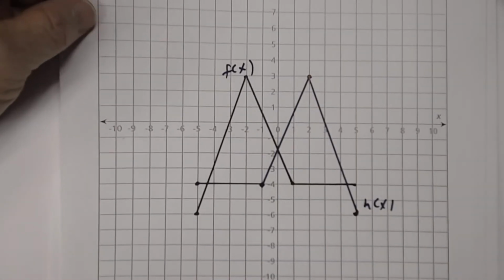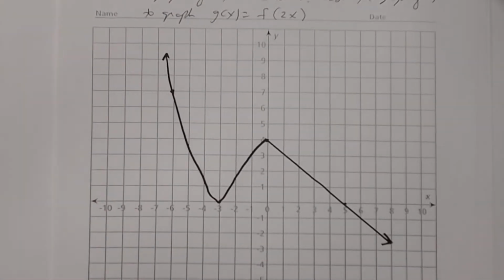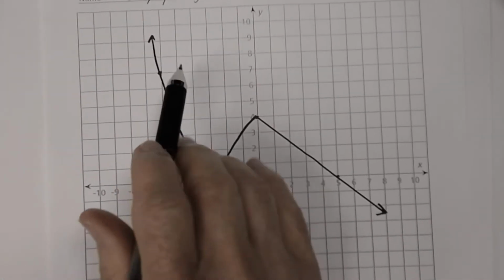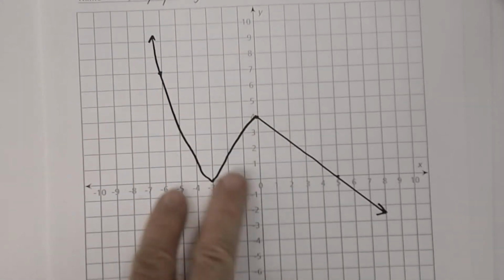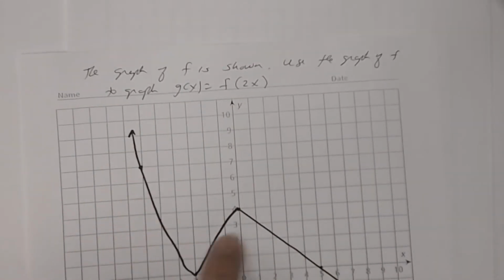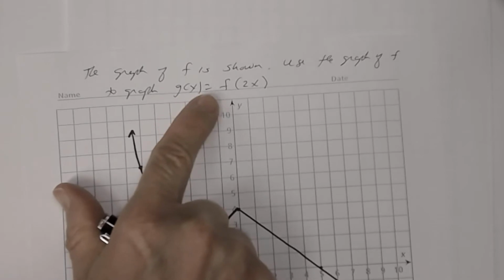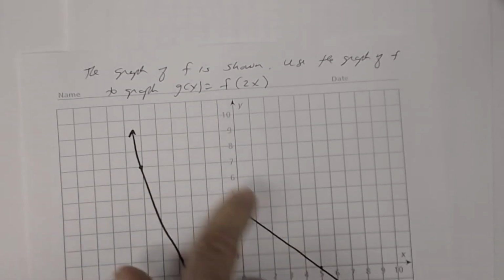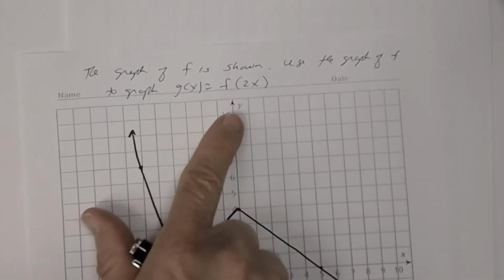So that was number 5. Okay, number 6. Let's see what number 6 is. You have this graph here, and you want to graph g of x. I'm sorry, that's f of x right here. You want to graph g of x, which is f of 2x.